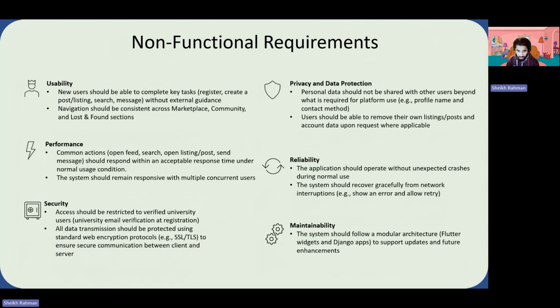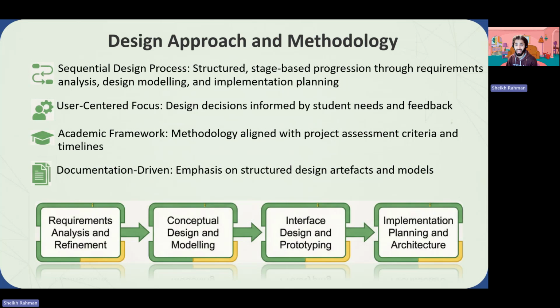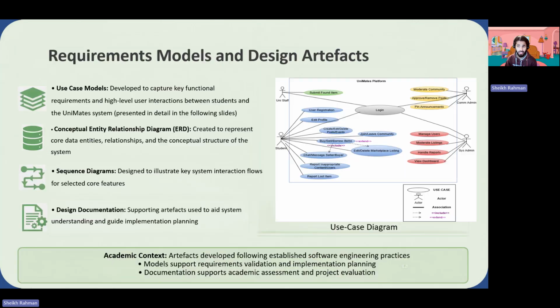Now let's move to the next slide. Design and project methodology. The project follows a sequential design process through requirement analysis, system modeling, and implementation planning. The project uses a user-centered design approach where system design decisions are influenced by student feedback. The development process is documentation driven to support academic evaluation and structured development. Now let's move to the next slide.